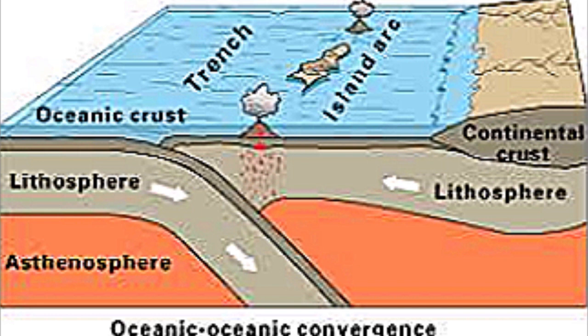The other process that we're going to talk about is subduction. Subduction zones, or destructive margins. This is when two plates with different masses come together, drifting towards the same direction. This usually happens when a continental and an oceanic plate collide with each other.